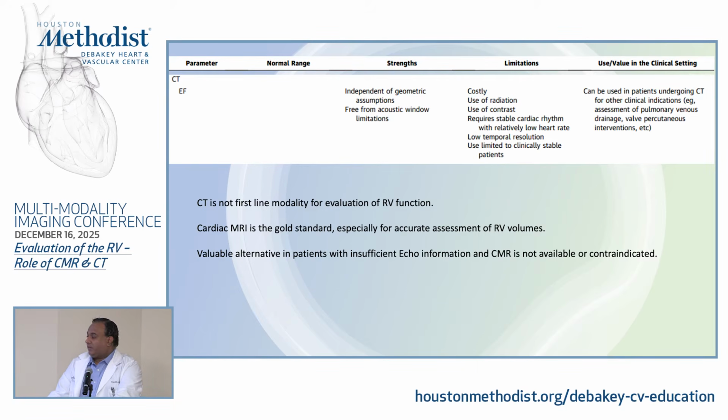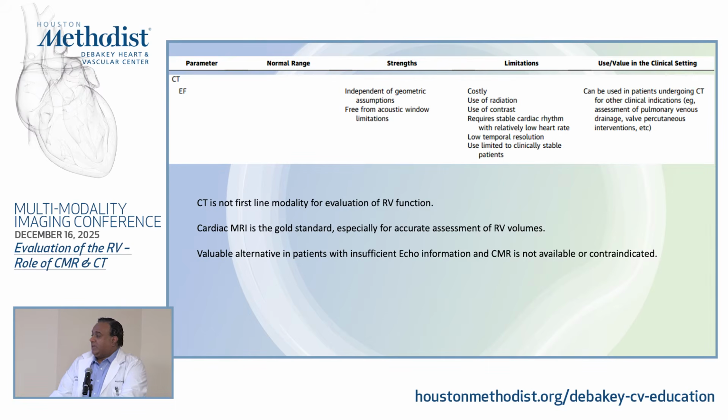You have to use contrast, and I'll go over the protocol that we use if we want to look at RV as well when we're performing CT. It requires a stable cardiac rhythm. It does have a lower temporal resolution, especially compared to echo, and the patients have to be clinically stable to undergo this. Its use is mostly in patients who are undergoing CT for other clinical indications. It's rare that you're going to order a CT just for assessment of RV function.